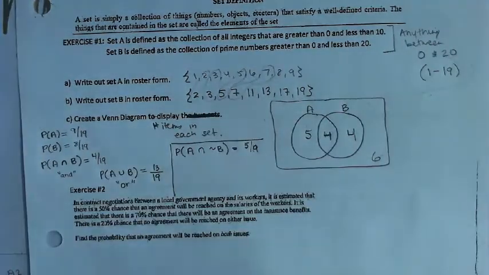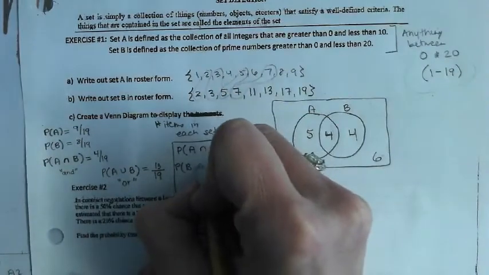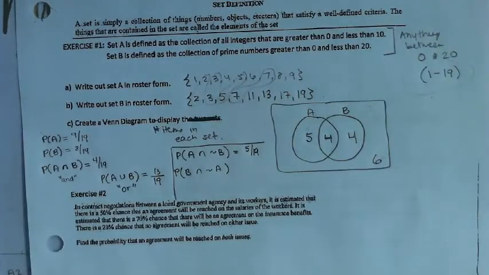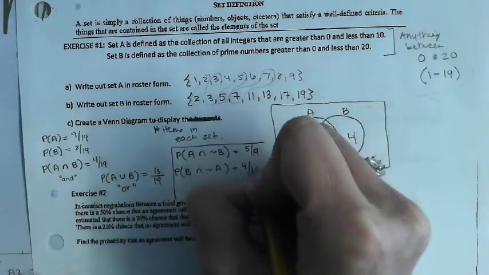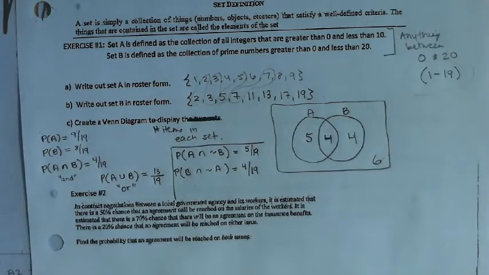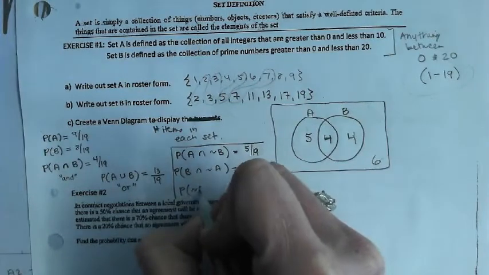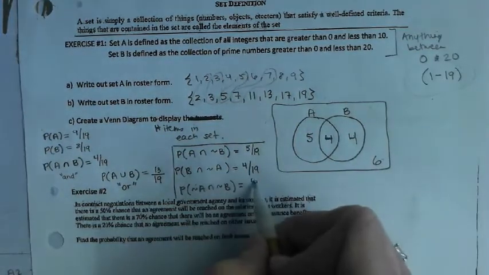And we could do the similar thing for B. What's the probability of being in set B but not in set A? What do you think there? B but not A. 4 out of 19. What am I forgetting? What is the probability of being in not A and not B? 6 out of 19. Very good.